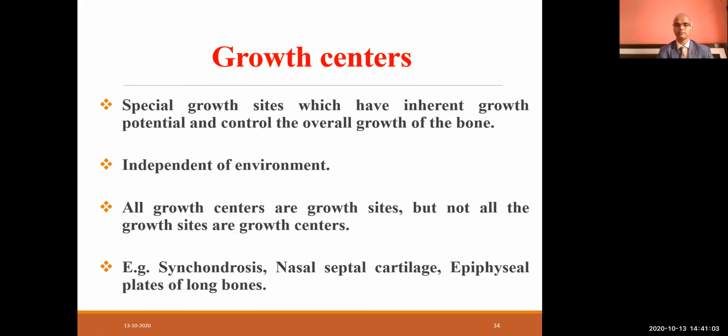And growth centers, these are the special growth sites which have inherent growth potential and they control the overall growth of the bone.